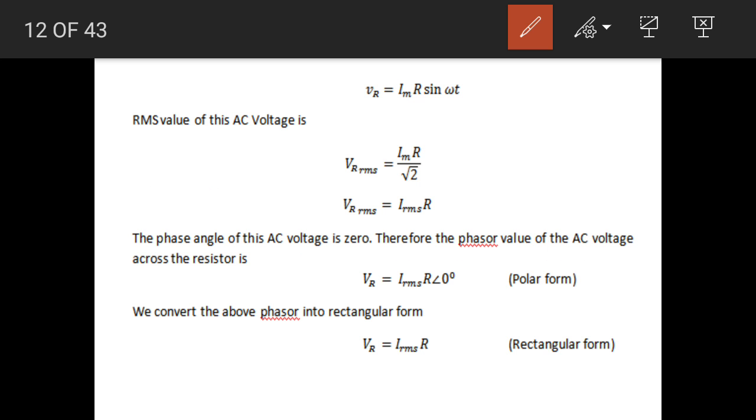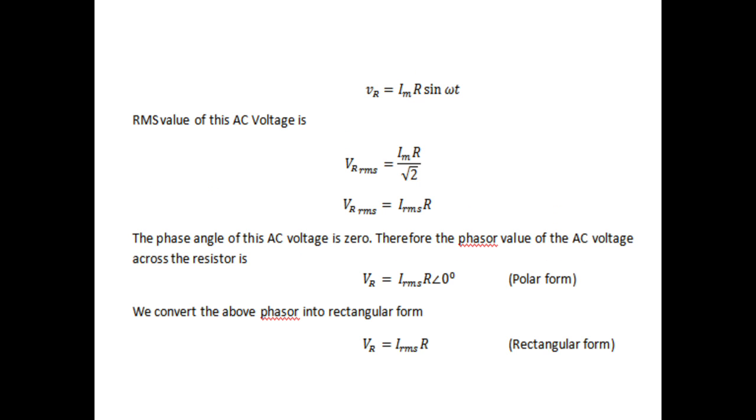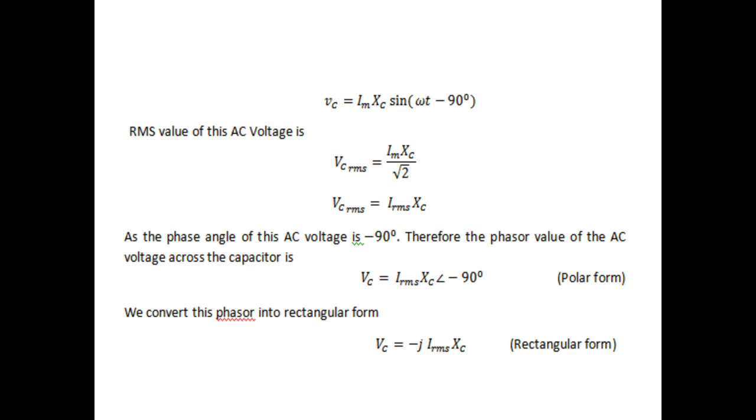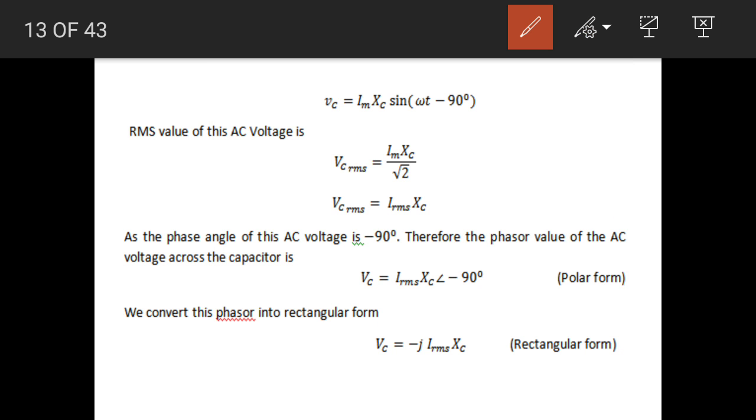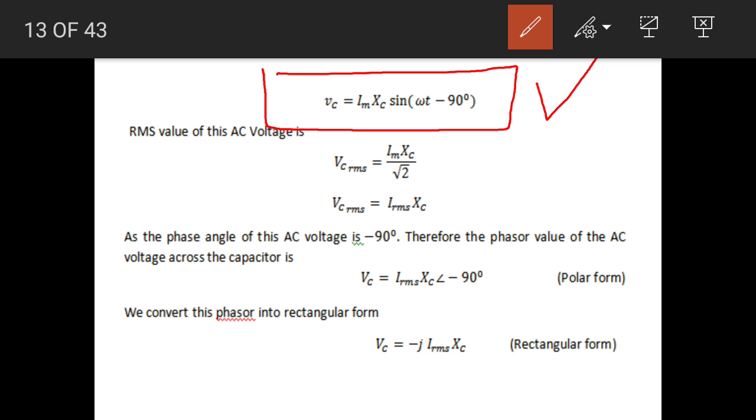Now we consider the instantaneous voltage across the capacitor. This is the instantaneous voltage across the capacitor, and it is equal to Im Xc sine of omega t minus 90 degree.